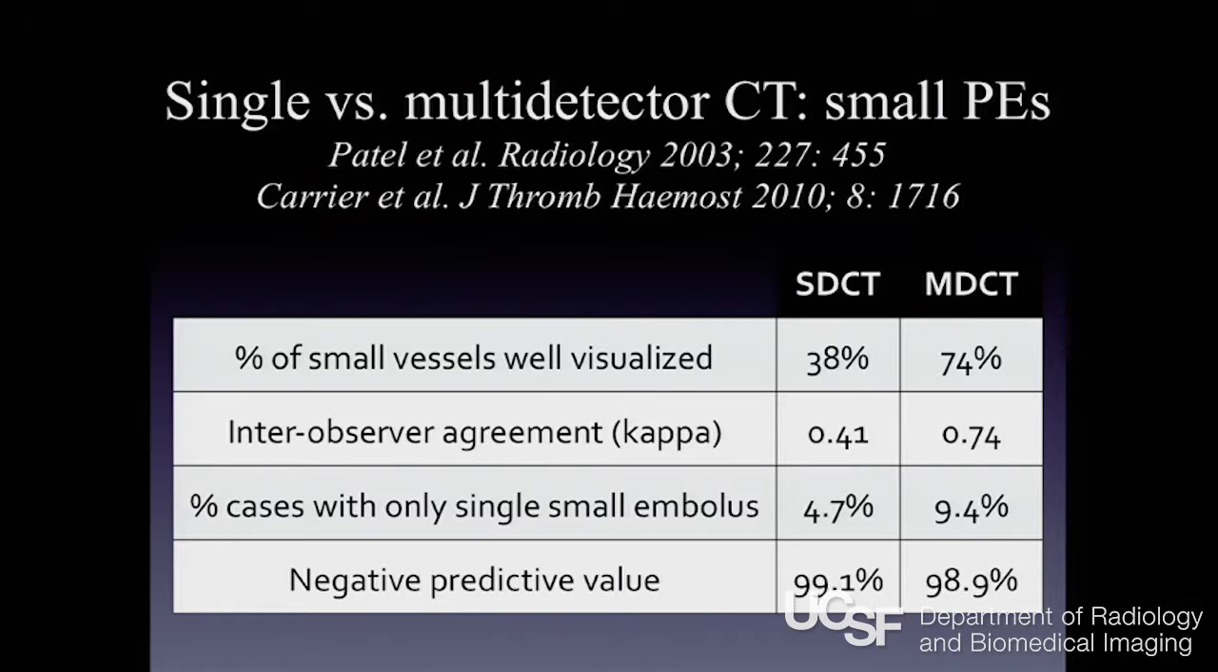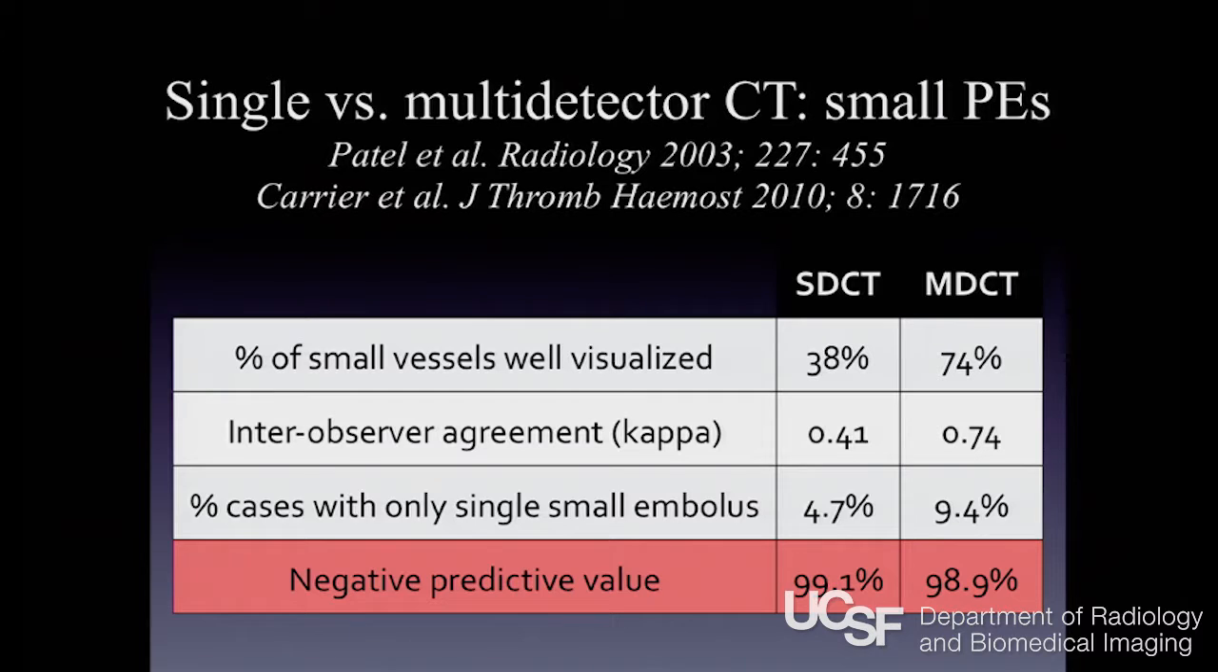So single detector versus multi-detector, beautiful state of the art. You see the small vessels, you see better with multi-detector. We know that already. Interestingly, the inter-observer agreement is a lot better for multi-detector, which is probably the main advantage of multi-detector, that we agree more on PE or not PE. Double the cases of a single small embolus on multi-detector. That being said, the negative predictive value, so you take 100 patients who don't have PE and you follow them and see how many come back with symptoms of PE, the negative predictive value is exactly the same. So we're picking up a lot more small emboli, but they're probably not clinically significant. We missed them before. Clinically, in this case, it didn't matter.